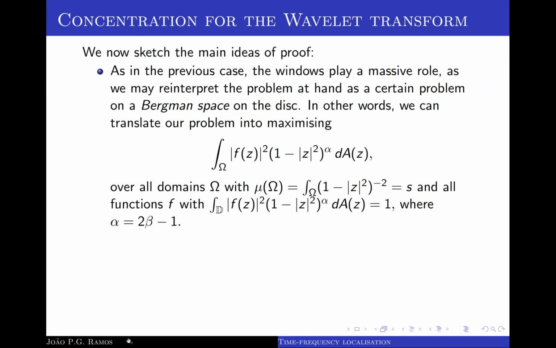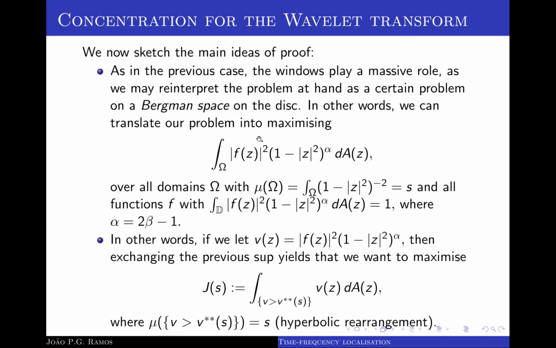Let's see what happens next, if there are any further parallels in this context. So just like in the previous case, call this function v of z just the modulus of f squared times (1 minus modulus of z squared) to the alpha. And doing the previous trick of exchanging the order of the sup, we have to maximize this function J of s. So this is the integral on the super level set of the function v, where you define this v double star as a certain hyperbolic rearrangement.